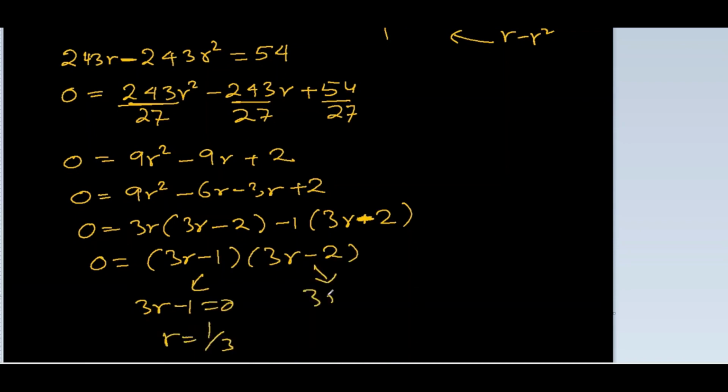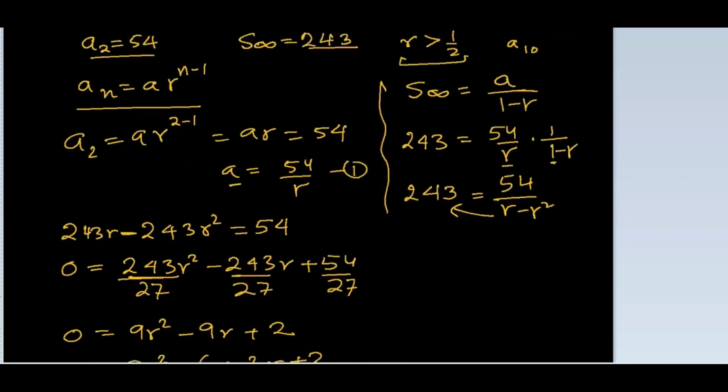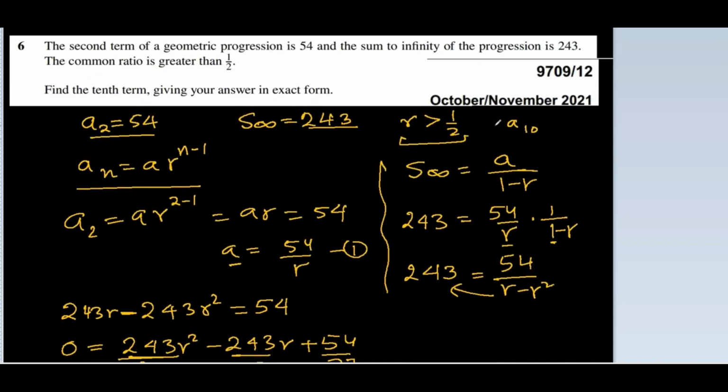This gives us 3R minus 2 equal to 0, R equal to 2 over 3. And this one is greater than half, so we will accept this, and we will reject the other one because it is less than half. So now we have to find finally the 10th term. Find the 10th term in exact form.